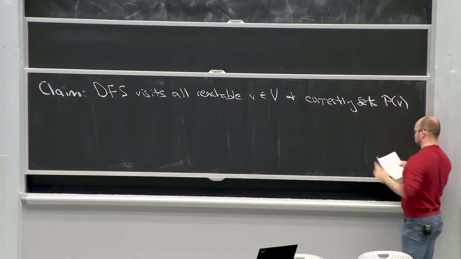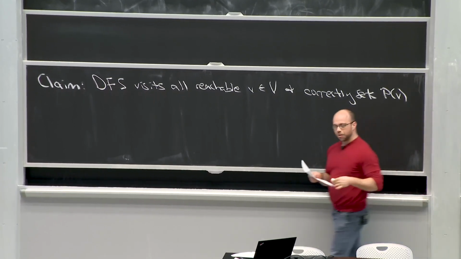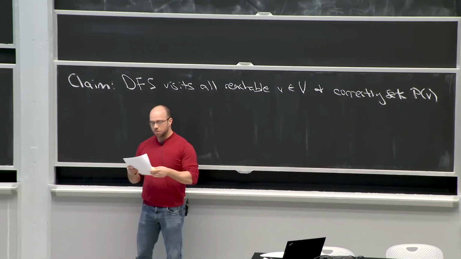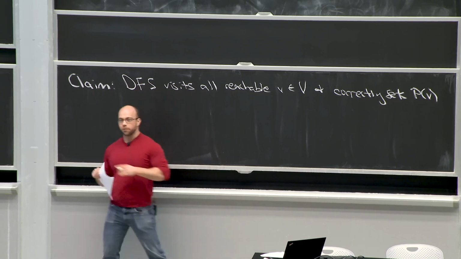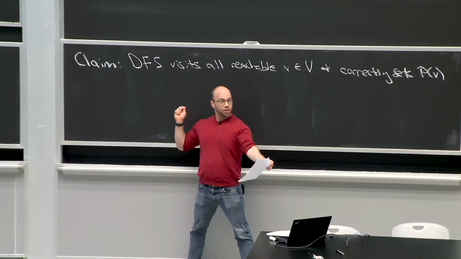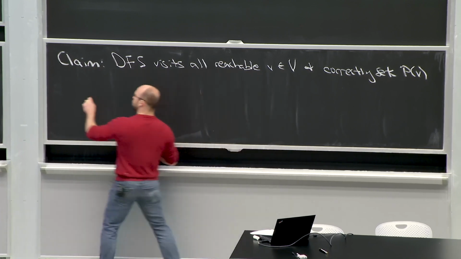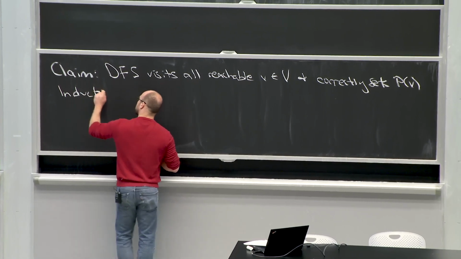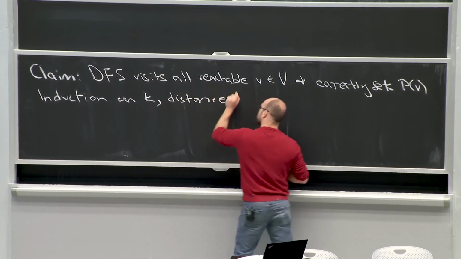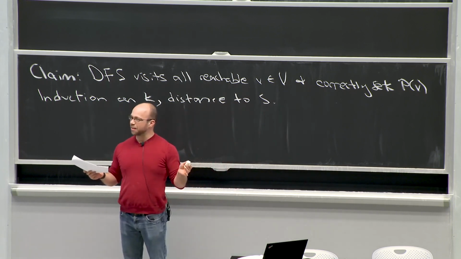In order to prove this, as with almost everything in this course, we're going to use induction. In particular, we're going to do induction on the distance from the source. We're going to say that for all vertices at distance k from the source, this statement is true, and then we're going to prove this inductively on k. So we want to do induction on k, which is the distance to the source vertex.